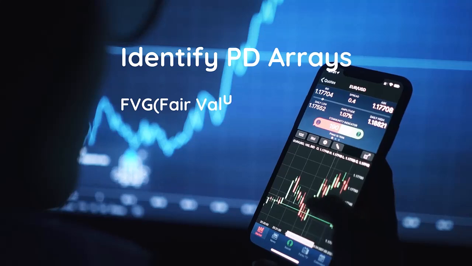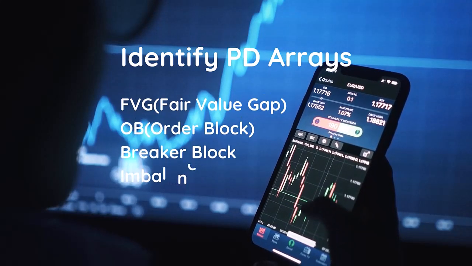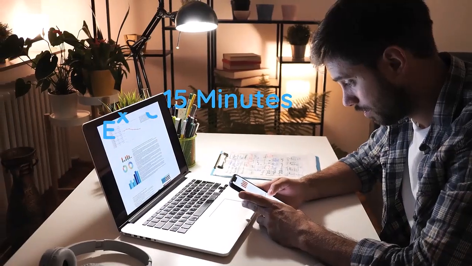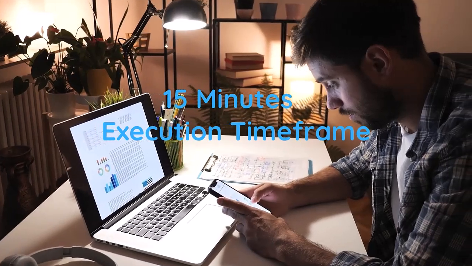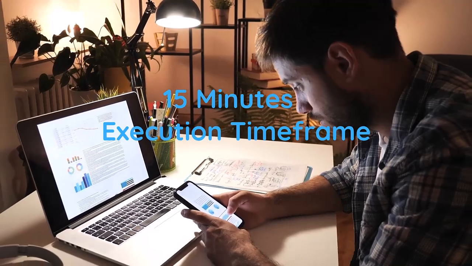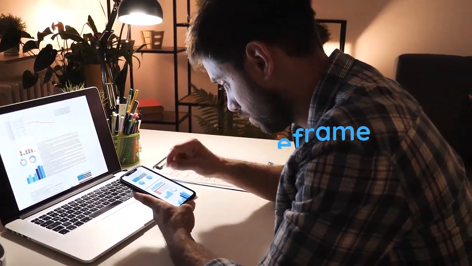Then we will identify PDRAs like the fair value gap, imbalance, order block, breaker block, and finally we will draw down to the 15 minute time frame, which is our execution time frame, and we will draw the path or the trend direction.